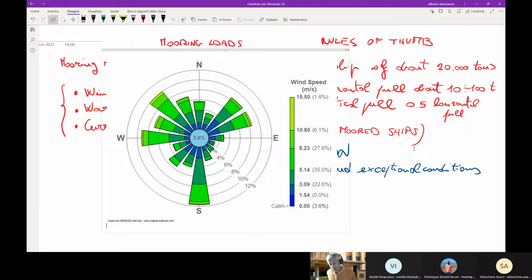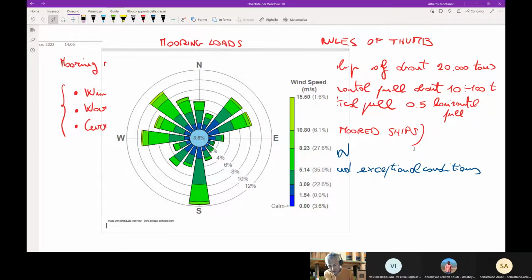But first of all, let me focus on the light blue circle in the center of the rows, where you see the indication of 3.6%. This is the percentage of time where we had calm situation, no wind. And this circle, of course, is not associated to any direction. No wind means no wind, that's it, in any direction. So 3.6% of the time we have no wind.